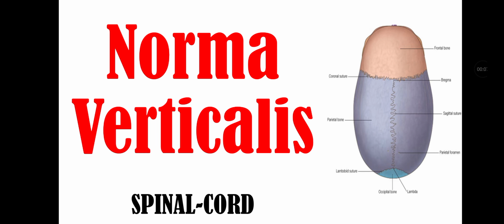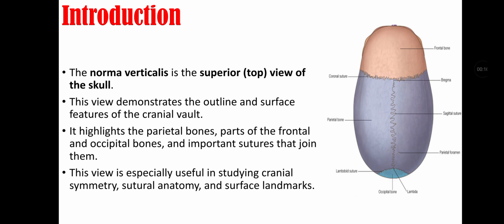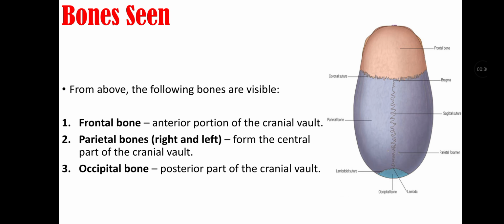So let's start our topic with the introduction. Norma verticalis is the superior view of the skull. This view demonstrates the outline and surface features of the cranial vault. It highlights the parietal bones, parts of the frontal and occipital bones, and important sutures that join them. This view is especially useful in studying cranial symmetry, suture anatomy, and surface landmarks.